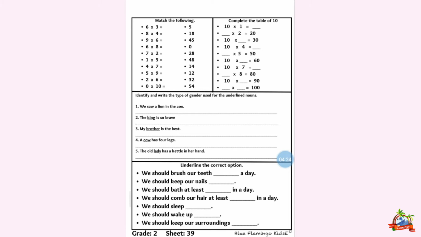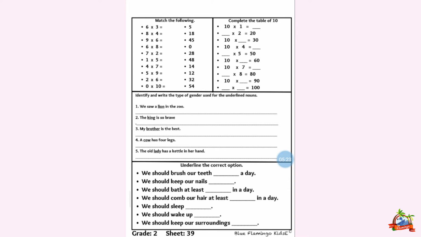8 ones are 8. 8 twos are 16. 8 threes are 24. 8 fours are 32. 8 fives are 40. 8 sixes are 48. 8 sevens are 56. 8 8s are 64. 8 9s are 72. 8 10s are 80.